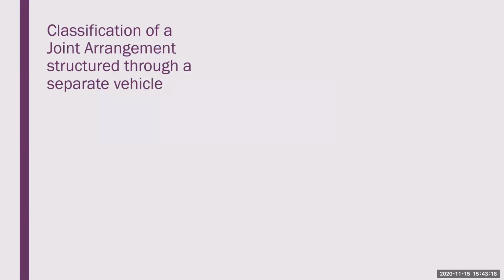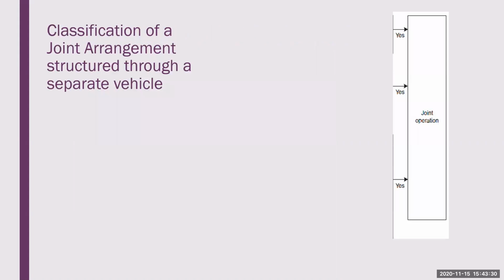Taking a closer look at classifying a joint arrangement that is structured through a separate vehicle. Keep in mind, we are looking at answers to 3 questions. If the answer is yes, then we would classify the joint arrangement as a joint operation. If the answer is no, we would classify it as a joint venture.